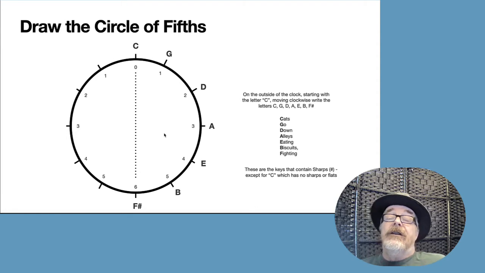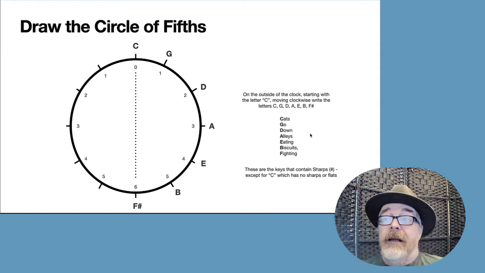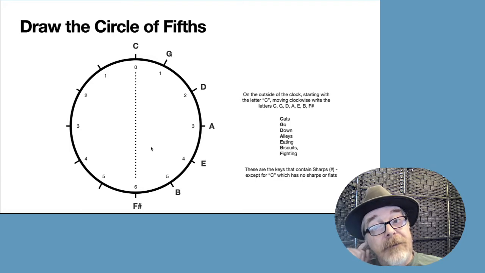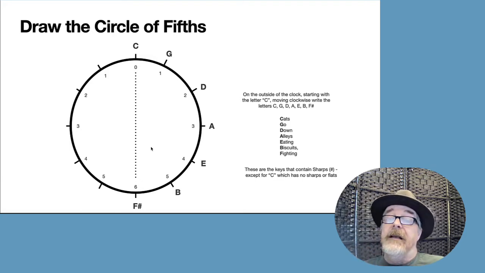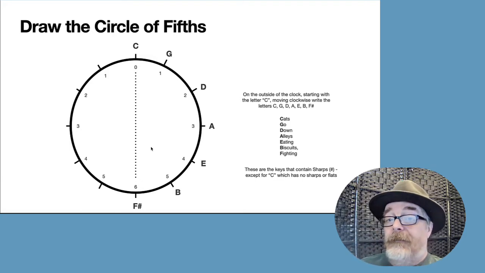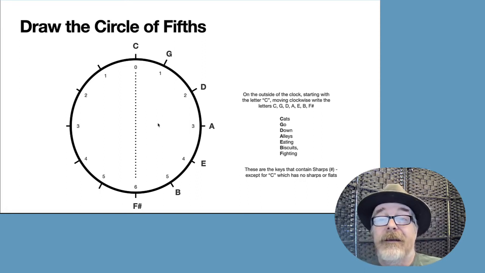Now, you don't have to count if you can remember that cats go down alleys eating biscuits fighting. Let's put a little sharp down at the bottom. Cats go down alleys eating biscuits fighting. These are the keys that contain sharps in them, with the exception of C, which has 0 sharps. I think you're probably beginning to see already what the numbers might help us with. But let's go to the next one.